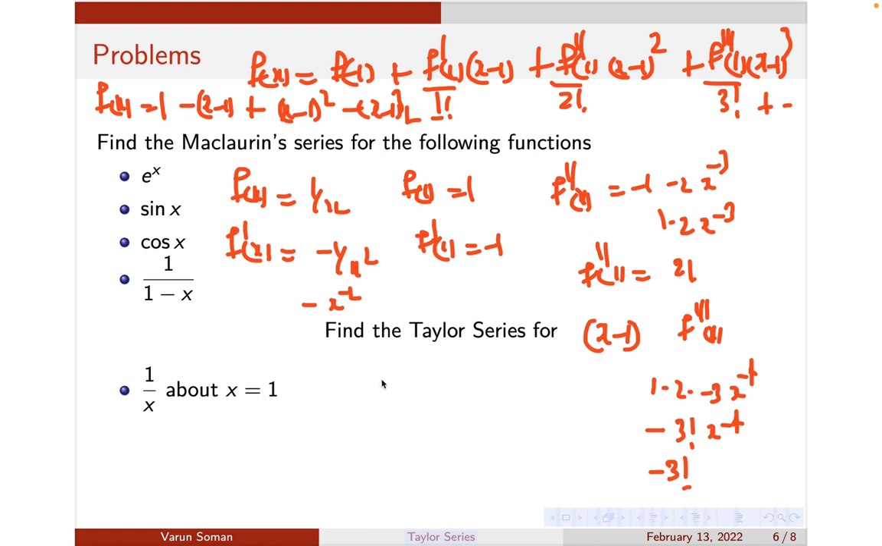So I'll make a small tweak in the denominator, that is I'll write this as 1 by x minus 1 plus 1, or simply 1 by 1 plus x minus 1. It's the same thing only. Now I'll use the expansion of 1 by 1 plus x there. What is the expansion of 1 by 1 plus x? It is 1 minus x plus x square minus x cube plus etc., as I told you earlier.